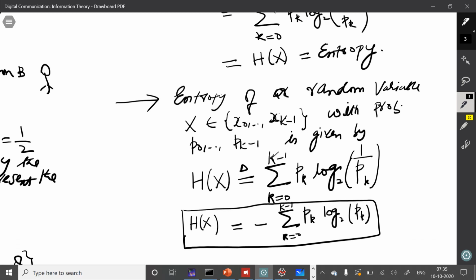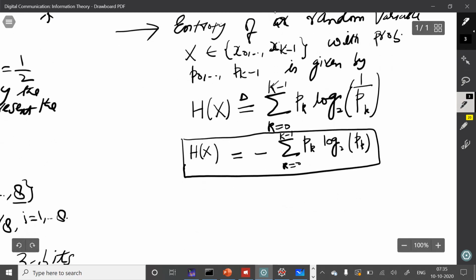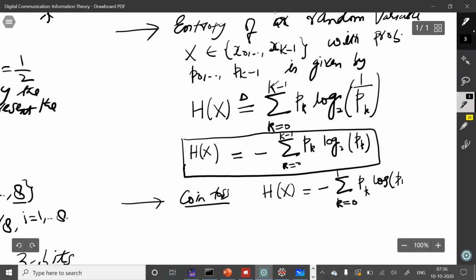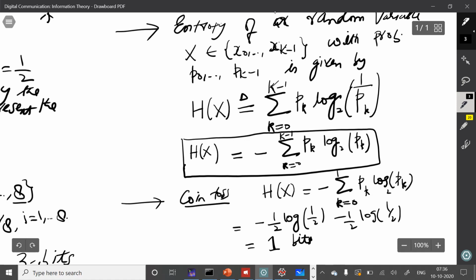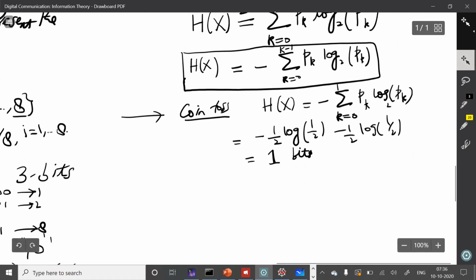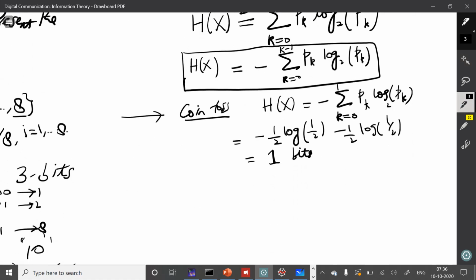Now you can compute the entropy for the coin tossing case we did. So H of x is minus summation k is equal to 0 to 1 of pk log pk, base 2, which is minus half log of half minus half log of half, which will be 1. Just check it. 1 bit. Similarly, you can take any other examples and compute the entropy.